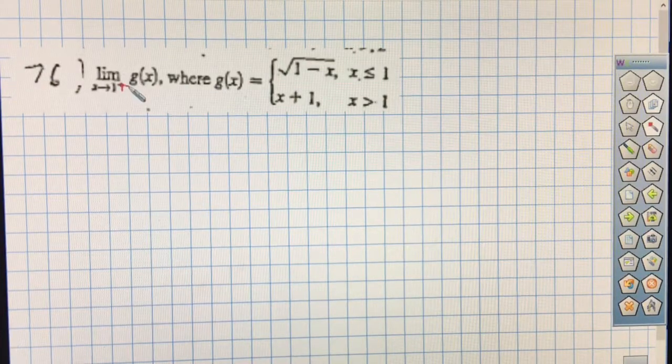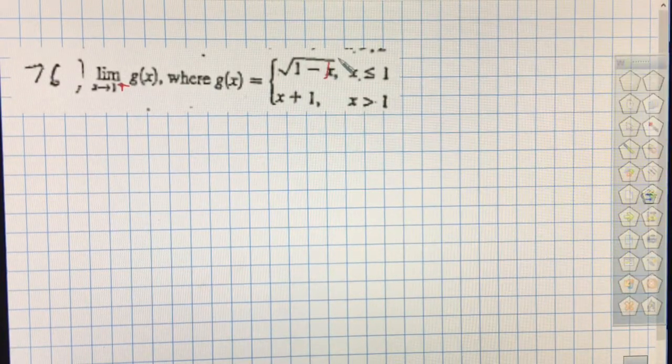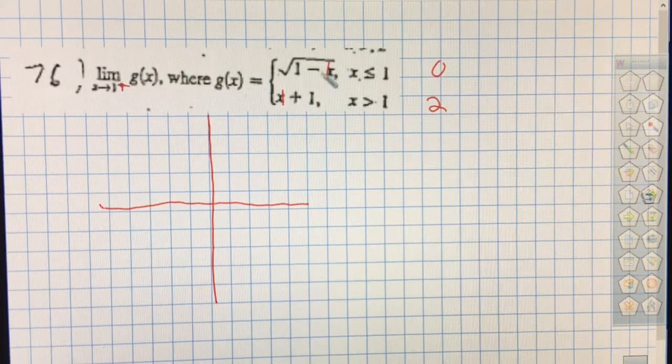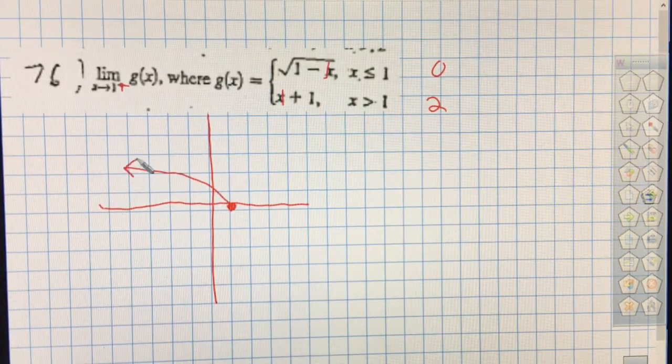76, limit as x approaches 1 from the right. I might want to graph this, but if I throw in 1, that's going to be the square root of 0, which is 0. And I throw in 1 here, that gives me 2, so they're not equal. So I actually have to do the limit from the right-handed side. If I draw a quick graph of this, the vertex starting point is at 1, 0, and it goes to the left. That's what that graph looks like.